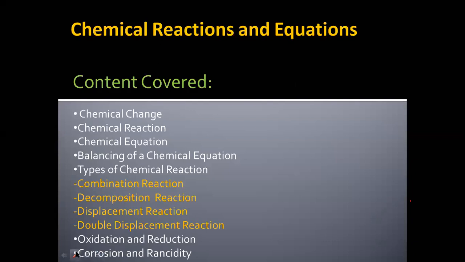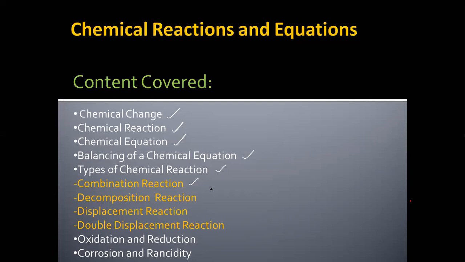If you look at here, you'll see that in this particular chapter, we have first of all the discussion of chemical changes. You need to know about the chemical changes. You need to know about the chemical reaction, chemical equation. Further, we'll deal with the balancing of chemical equation. Then we have chemical reaction and its types. What are the major types?